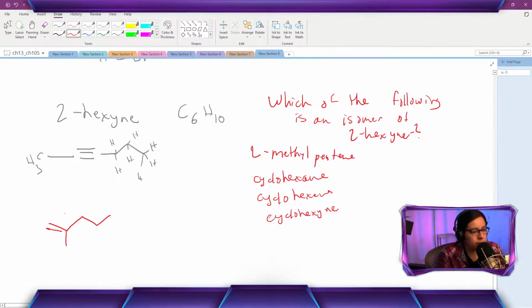So let's see. Do we have the right number of carbons? 1, 2, 3, 4, 5, 6. Okay, let's count how many hydrogens. So that's saturated. So 1, 2, 3, 4, 5, 6, 7, 8, 9, 10, 11, 12. And so I can already tell that this wasn't going to be appropriate because we only had 1 double bond. So we only have 1 degree of unsaturation versus our 2 in our hexyne. So this doesn't look promising.